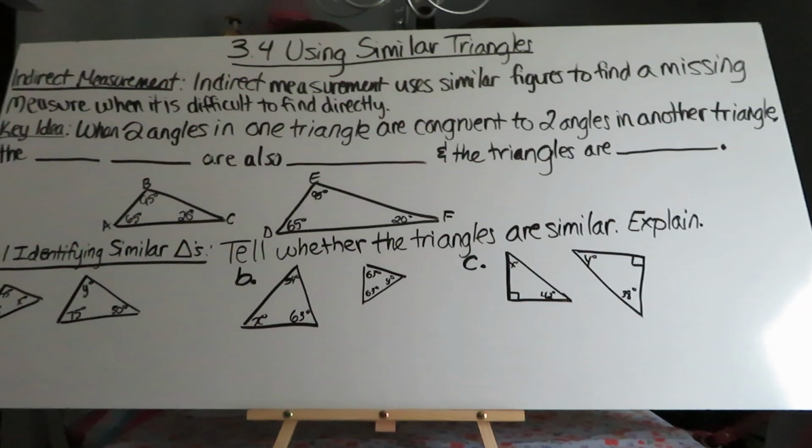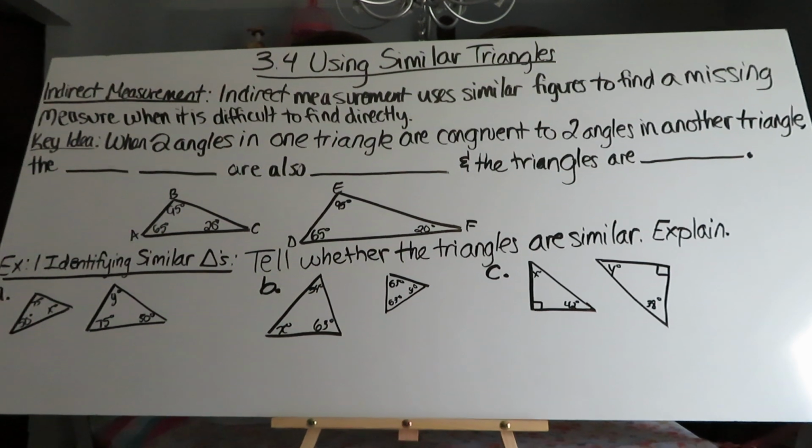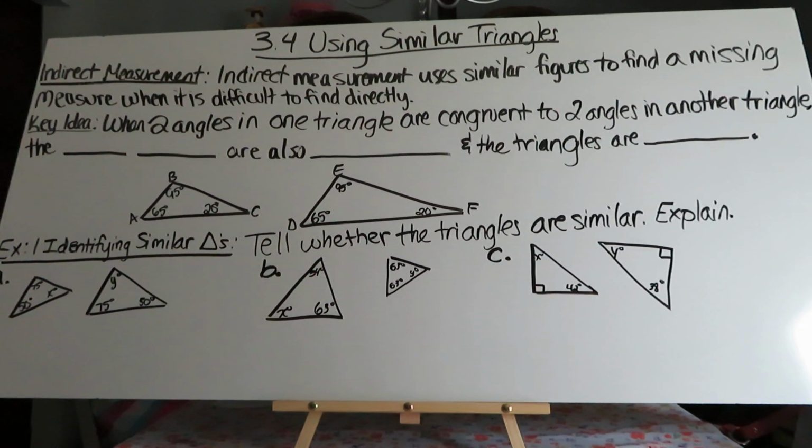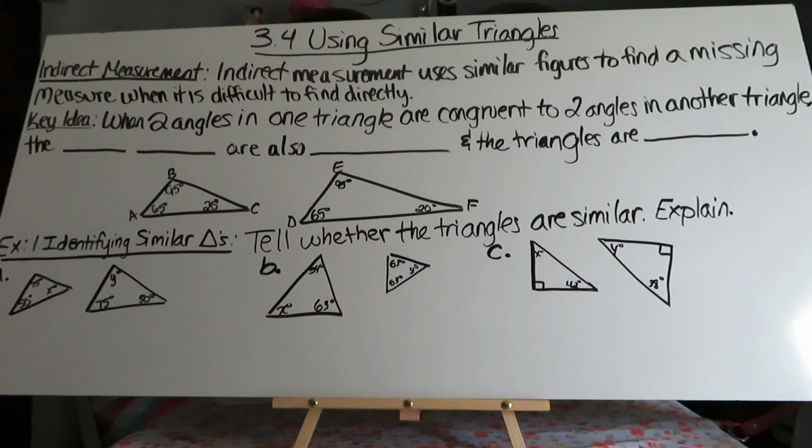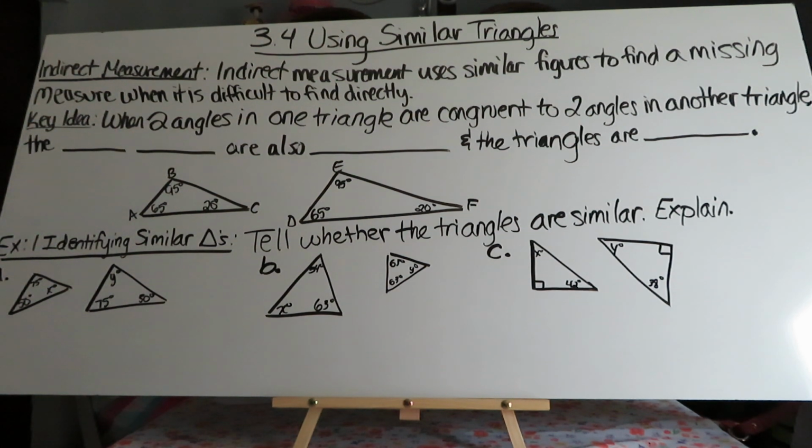3.4, using similar triangles. Indirect measurement uses similar figures to find a missing measure when it is difficult to find directly.